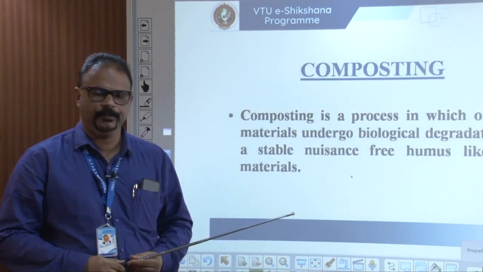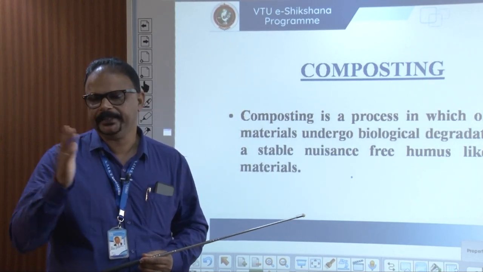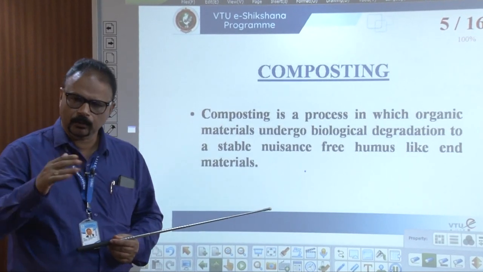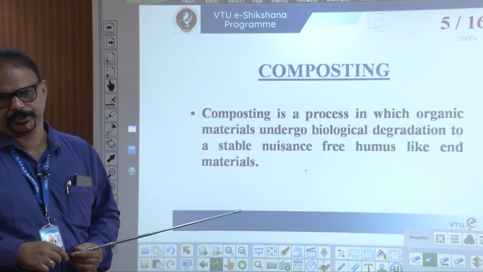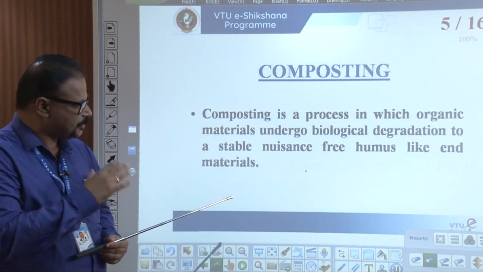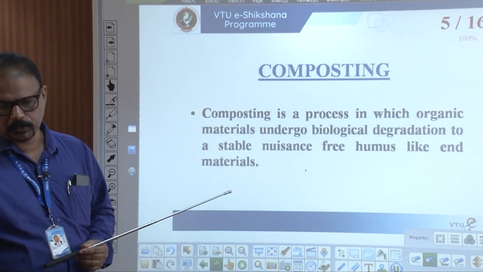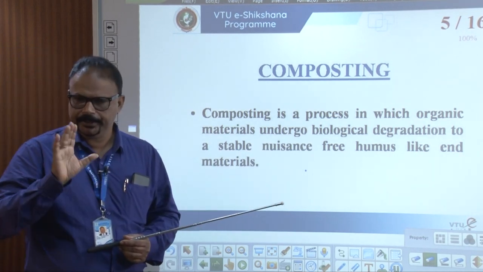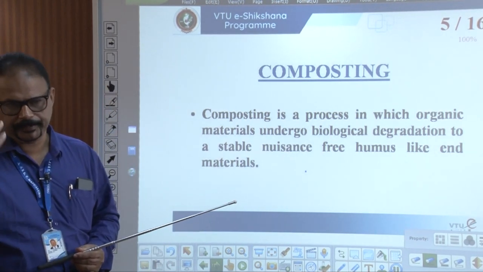What is composting? You all know we use compost for agriculture, for the growth of plants, and for many purposes. In olden days and now also, we are using chemical composting. If you use chemical composting, that is very dangerous and also toxic. If you grow fruits and vegetables with chemical composting, it is very dangerous. It may cause us a lot of diseases.